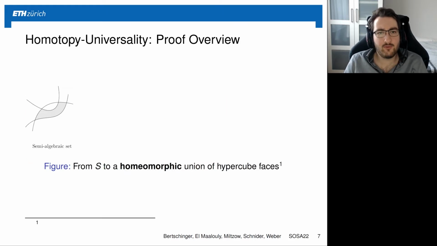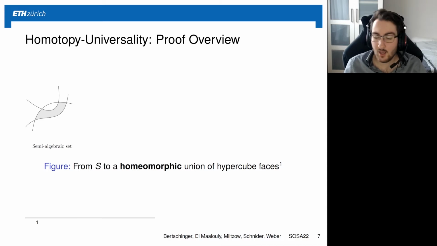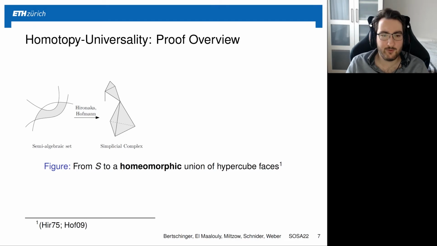So how do we prove homotopy universality? Well, for any semi-algebraic set, we need to find a certain art gallery polygon such that the solution space of this polygon is then homotopy equivalent to this semi-algebraic set. And to do this, we first take a few detours. So in the first step, we apply a result due to Hironaka and Hoffman, which says that any semi-algebraic set can be triangulated into a simplicial complex.